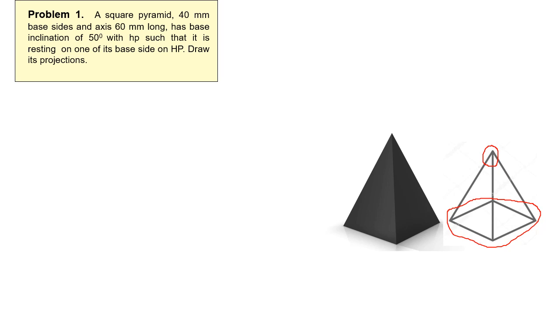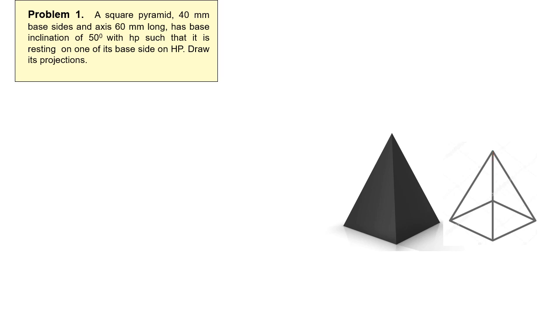Now in this problem, what is given: the base side is 40 mm and the axis is 60 mm. So what is axis? It is an imaginary line which connects the apex and the center of the base. This is what axis is.